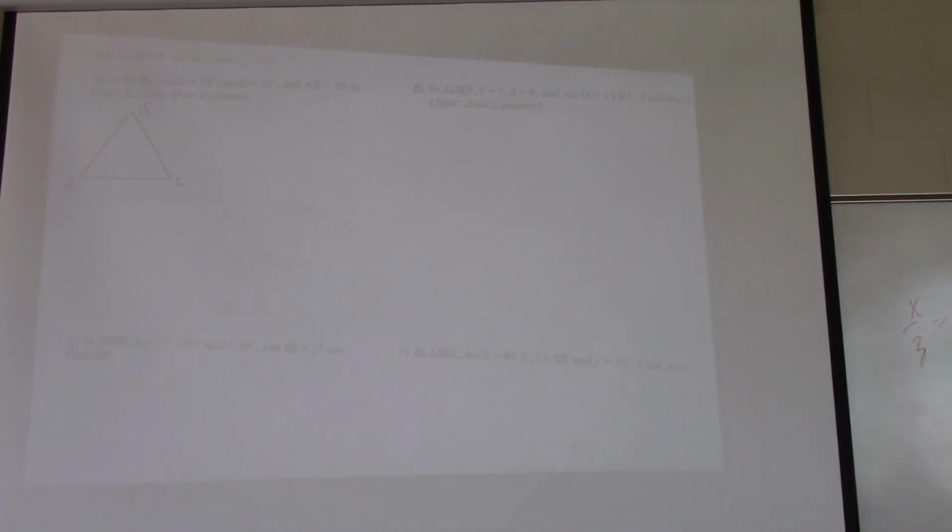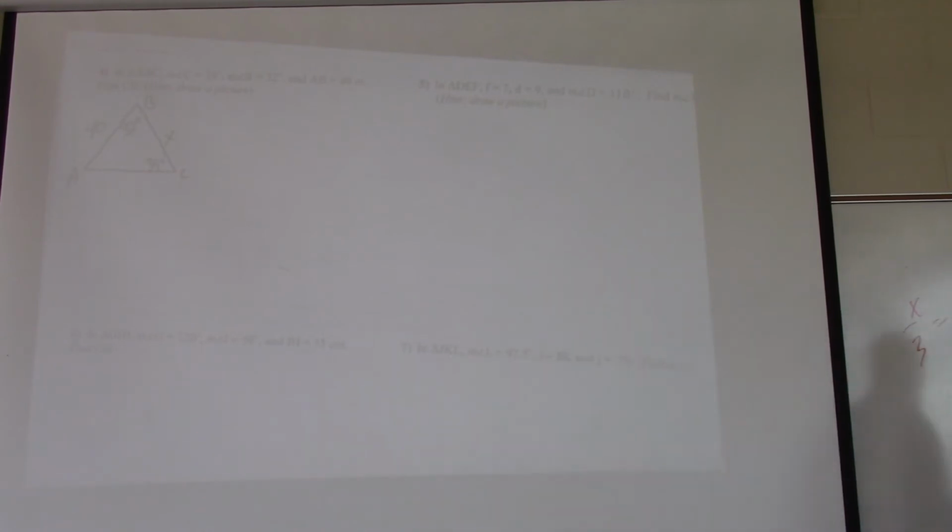It says angle C is 39, so here's 39 degrees right there. It says angle B is 32, so I can put 32 right in there. And it says AB is 40, so the length between A and B is 40 meters. And it wants us to find CB. So this length right here is my X. And I'll give you a second, make sure you got that all down.